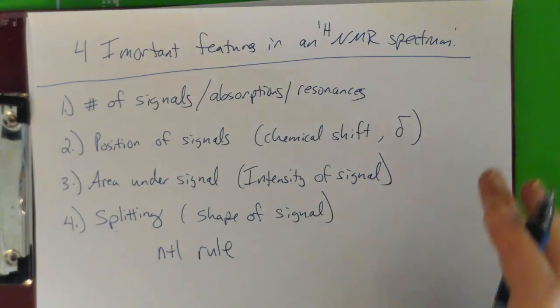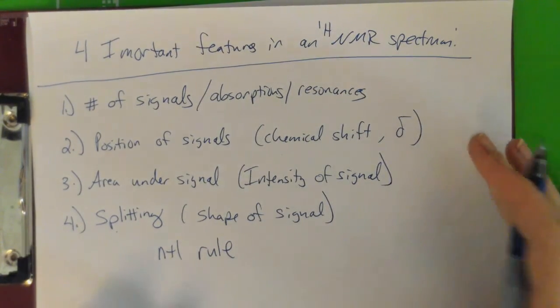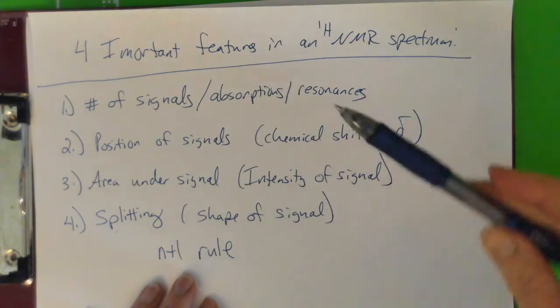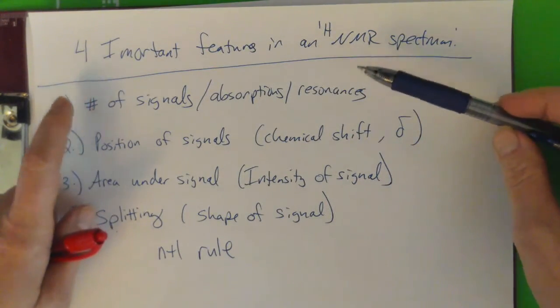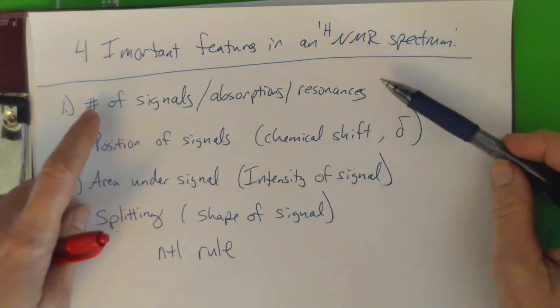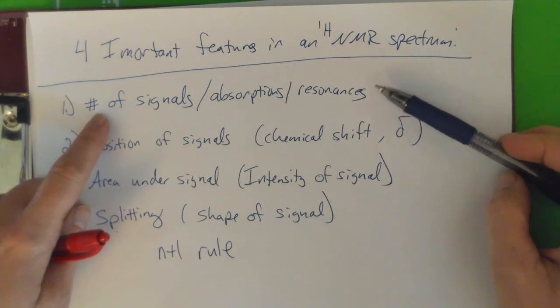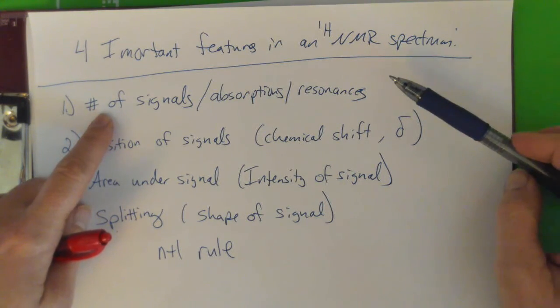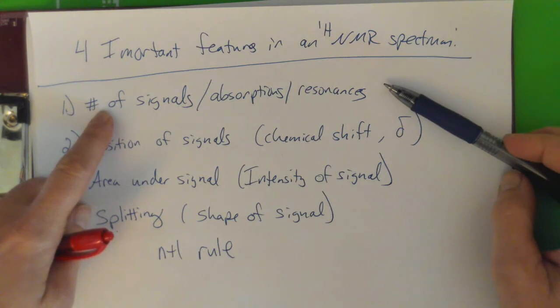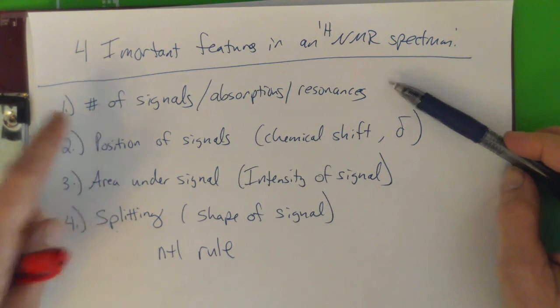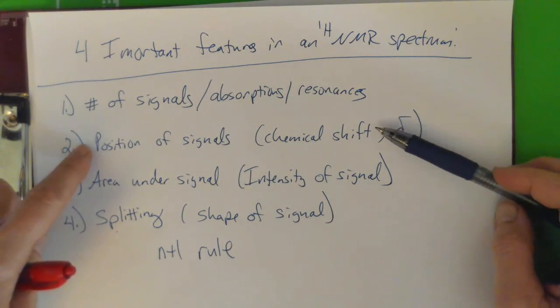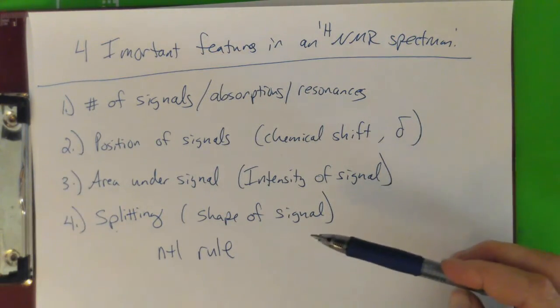Okay. So what's going to happen now is in the next video, we're going to practice determining the number of signals, or absorptions, or resonances that we expect to see for a given compound in its proton NMR spectrum. And that takes some practice. And then we'll work on each of these in succession.